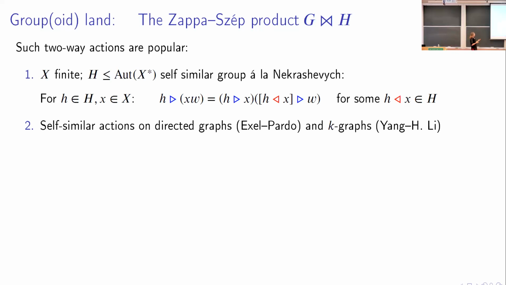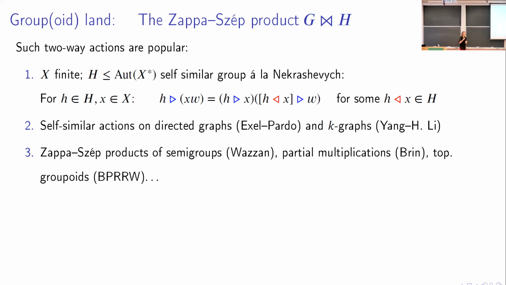Then there are self-similar actions on directed graphs and k-graphs, Zappa-Szép products of semigroups and of partial multiplications in very general settings, or topological groupoids by Mike and other people. So these are really around. People are really interested in these types of two-way actions that have some sort of compatibility condition.